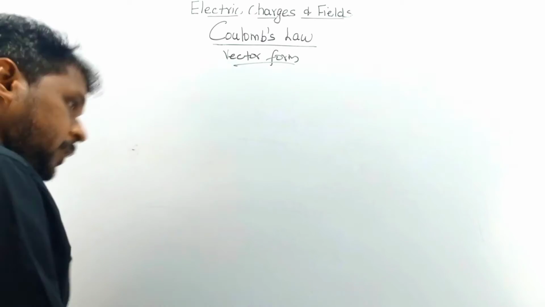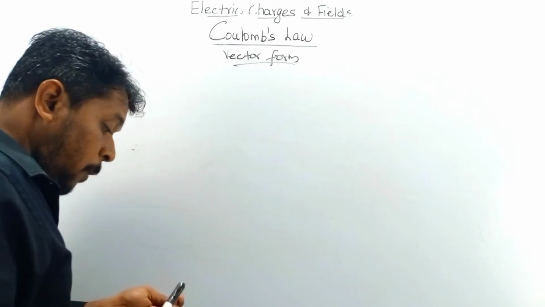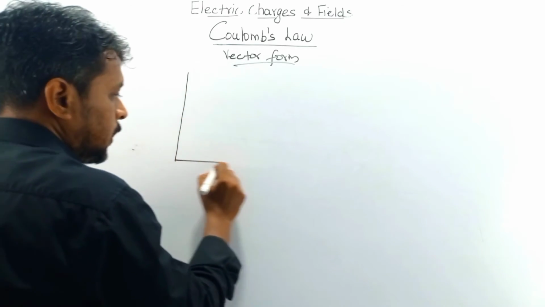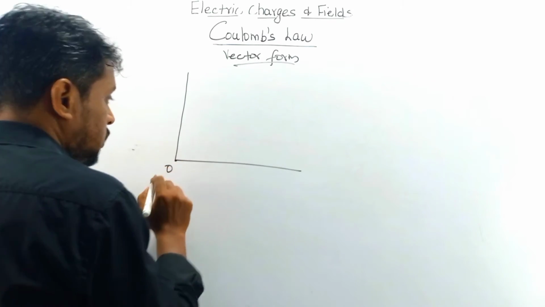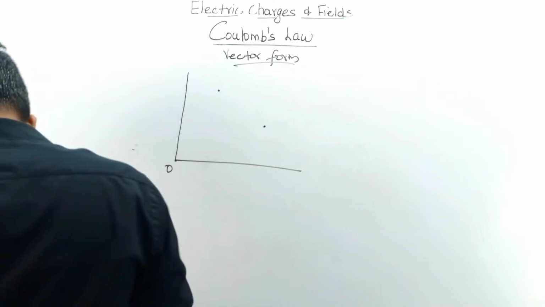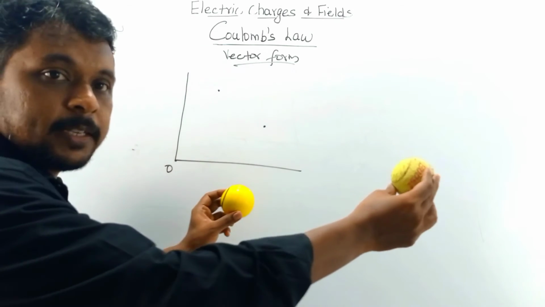Okay, now we will represent the vector form with respect to position vectors. Now let us consider a case like this. I have 2 point charges, and I have the origin here. I have 2 point charges located like this. So imagine a situation where I have two charges like this.